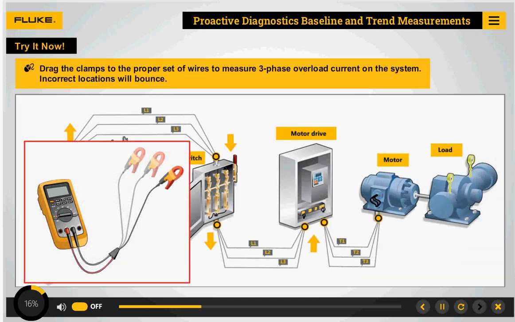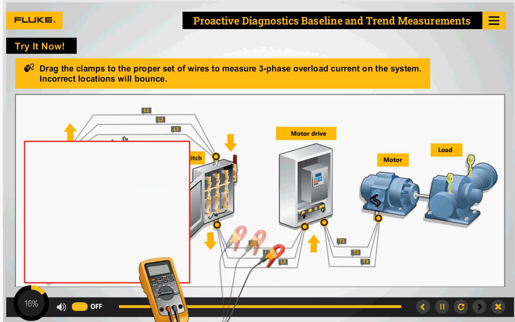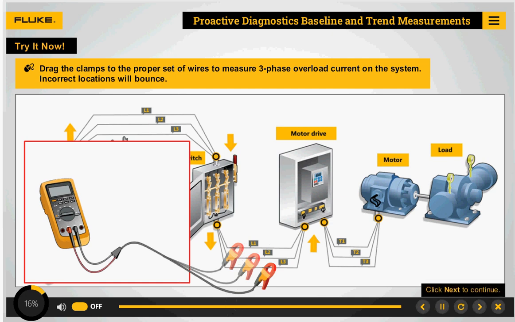Drag the device and its clamps to the correct location to measure three-phase overload current on the system. Incorrect locations will bounce. That's correct.